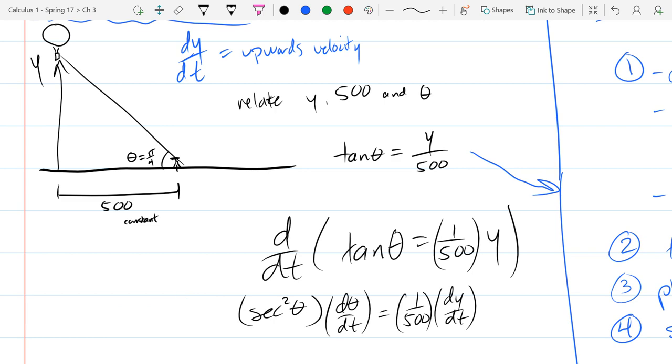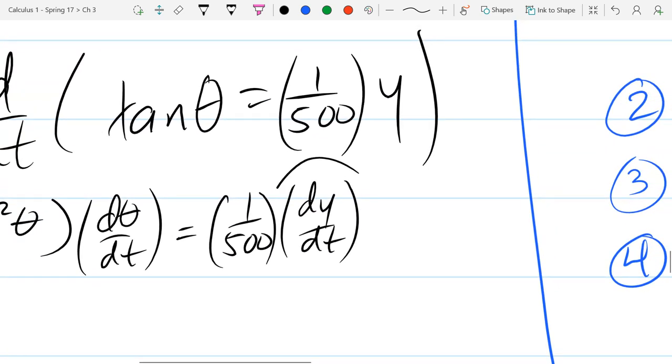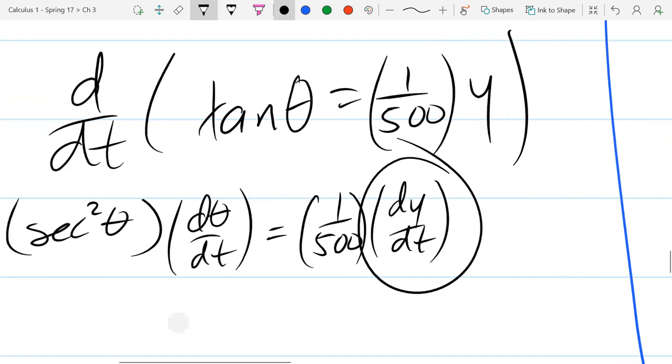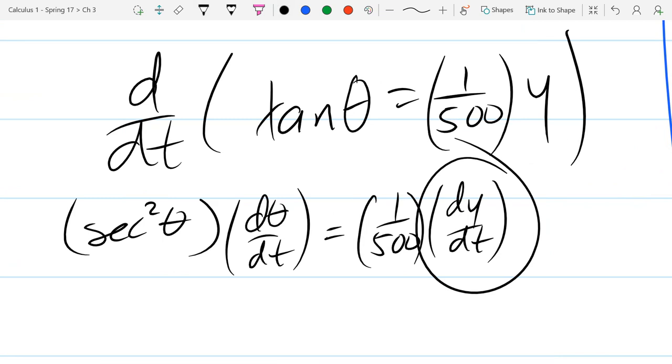So I see a y, but what is that right there? Is that the height, or is that something else? It's not the height. What is that? It's a velocity. It's a change in the height. So I don't actually need to figure out the height. That's not needed right here.